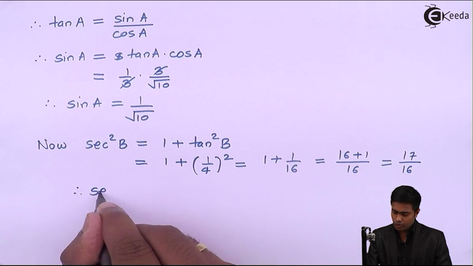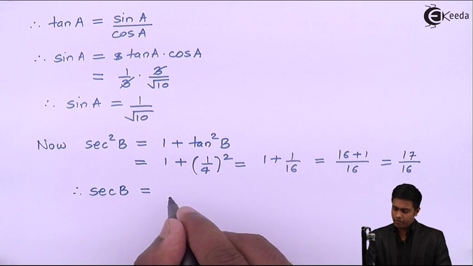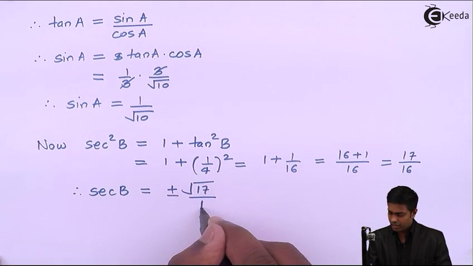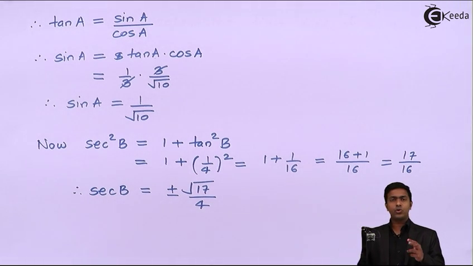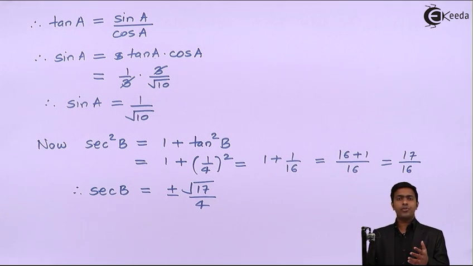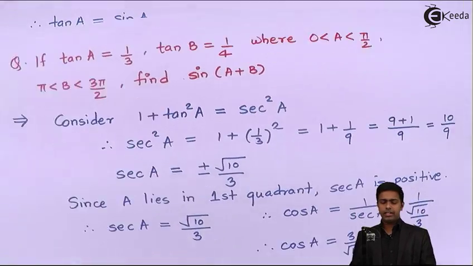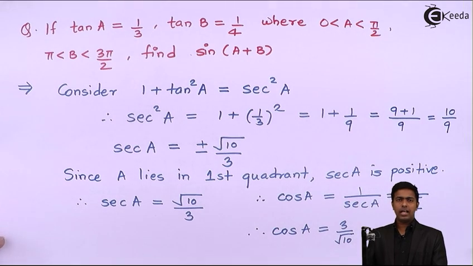But we want the value of sec of B. So by taking square root on both sides, we will get plus or minus root of 17 by 4 as the value of sec of B. So here we are getting two values of sec of B. Now again the question arises, which value we should accept. It depends on the angle B and where that angle B lies.